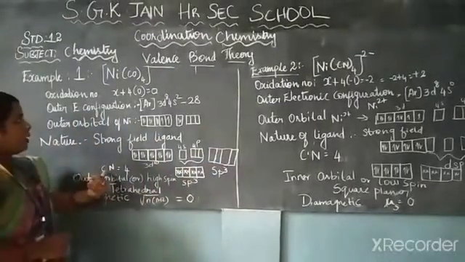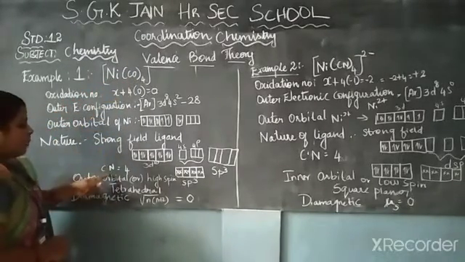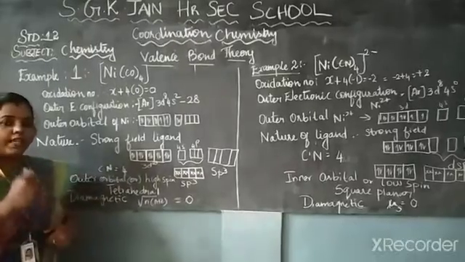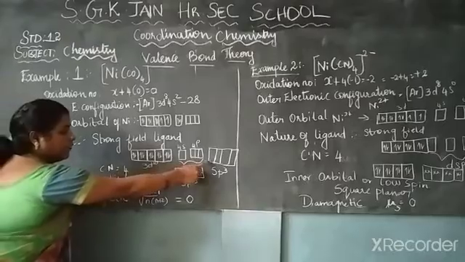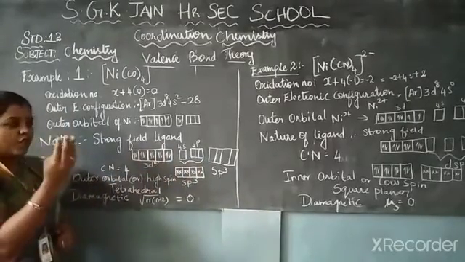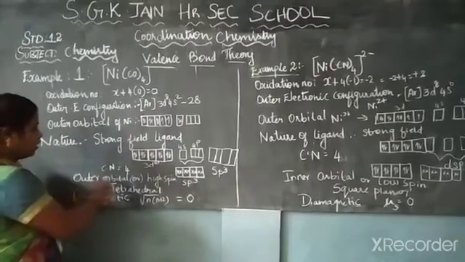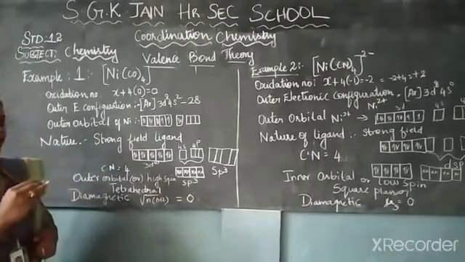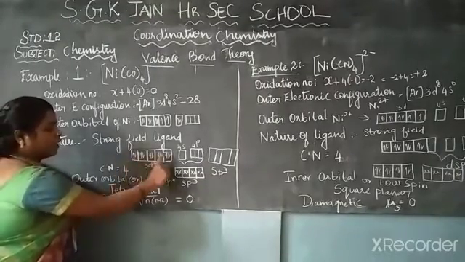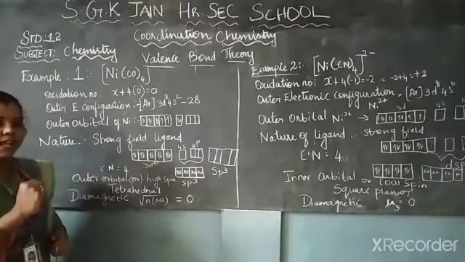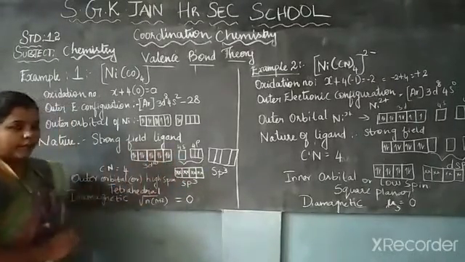And the coordination number is based on the ligands. Here 4 ligands are there, so the coordination number is 4. That means 4 ligands have the tendency to donate electrons. Here the 4 empty orbitals are ready to accept electrons from the ligands. So what is the orbital type? Whether it is an inner orbital or outer orbital. If you see, all the d orbitals are filled. So we have to take the hybridized orbitals from the s orbital as well as the p orbital.